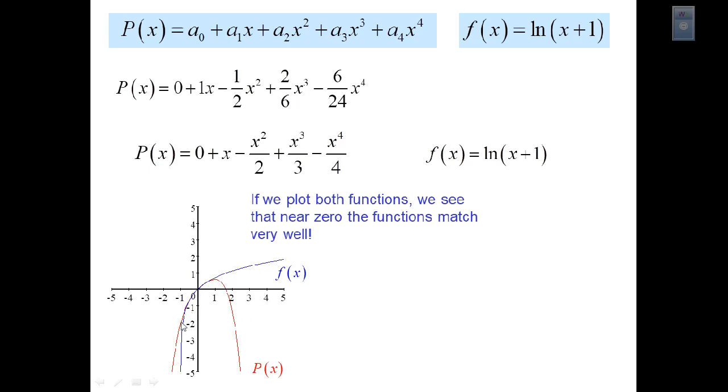Right here is my f of x, that's the actual function, and here is our polynomial. The red is the polynomial that we just found right there. So the blue is f of x, the red is the polynomial approximation, and notice right here around the 0 value, those functions stick together very closely.